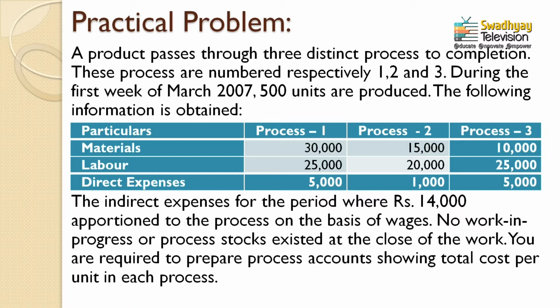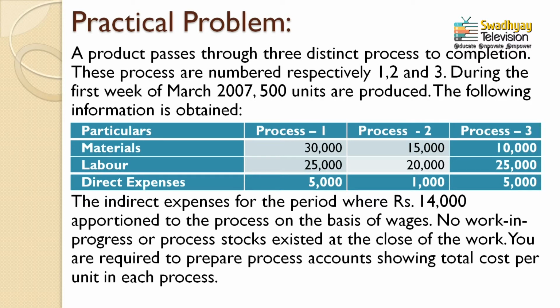That means the information is carried out for the first week of March 2007, and for that the company is manufacturing 500 units. So they are having different processes of all 3 parts for 500 units. Regarding this particular manufacturing process, they are having certain expenditures according to the following format.